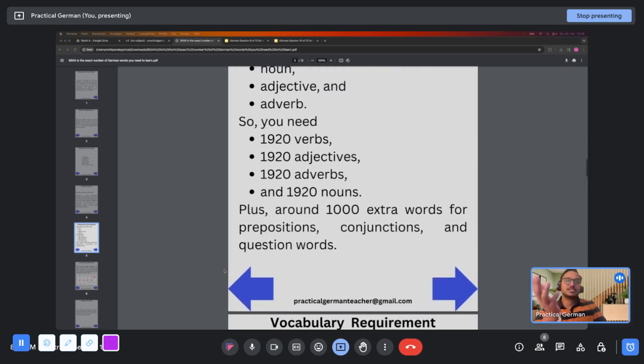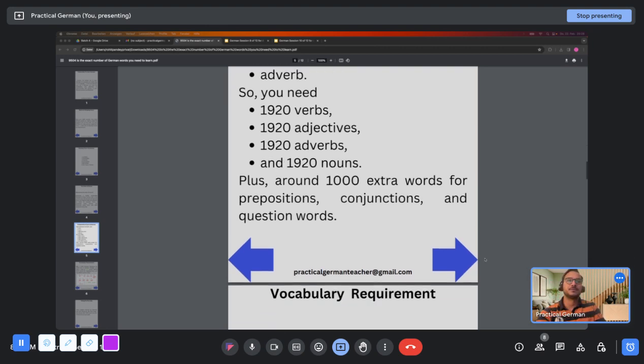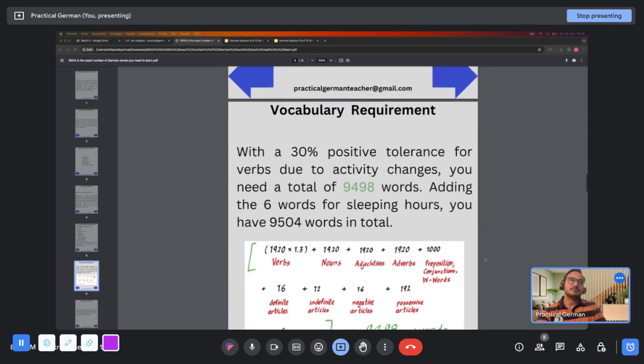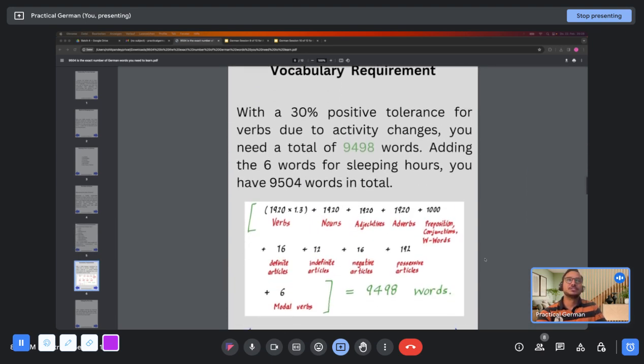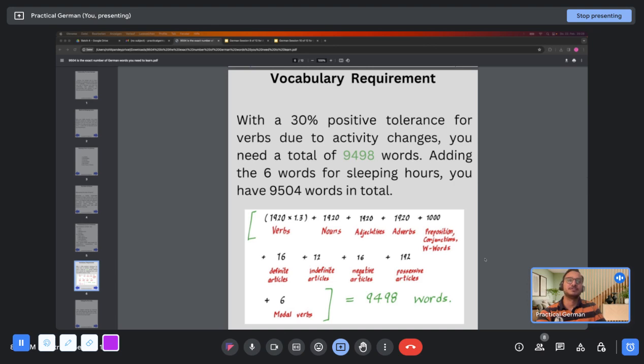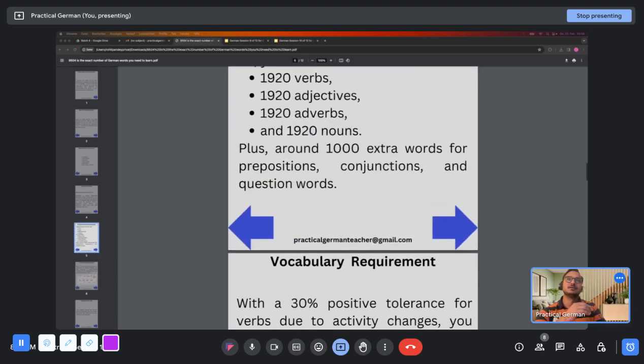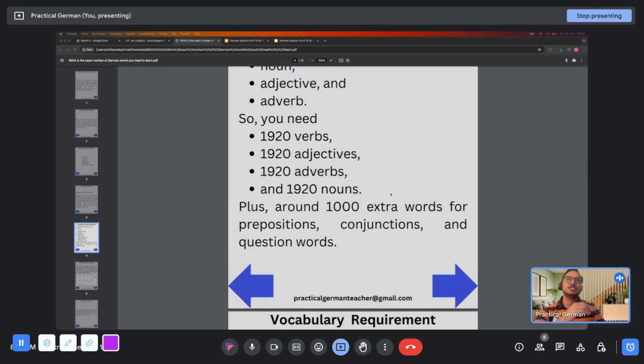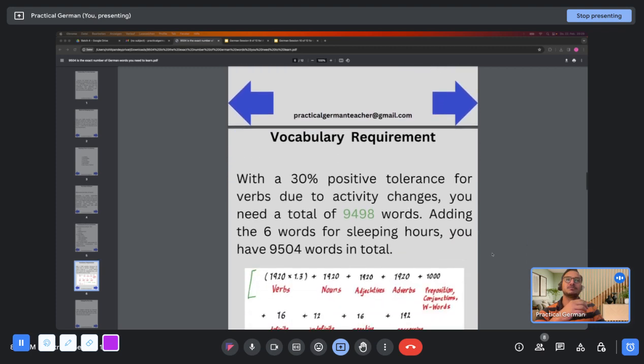Also, we just learned conjunctions today, and then there are prepositions, and then there can be question words, for example, where, wann, wie, some other words. Let's add a round figure of 1,000 extra words to take care of these words. There are some engineers in this call, so they will know what I mean by factor of safety. You have to add a factor of safety, right? So you have to learn all these words. Let's multiply that by 1.3. Let's add 30% more words.